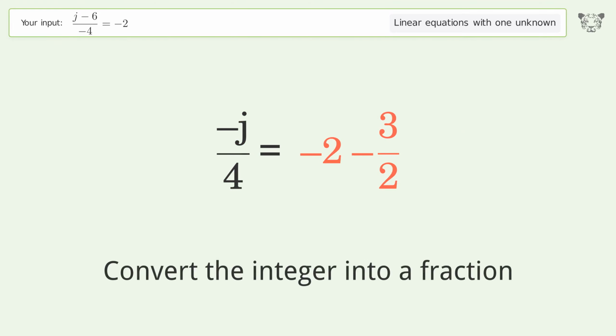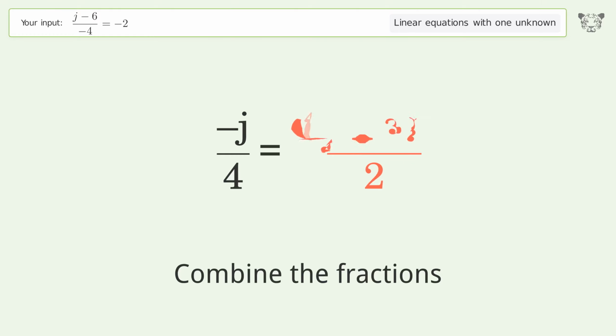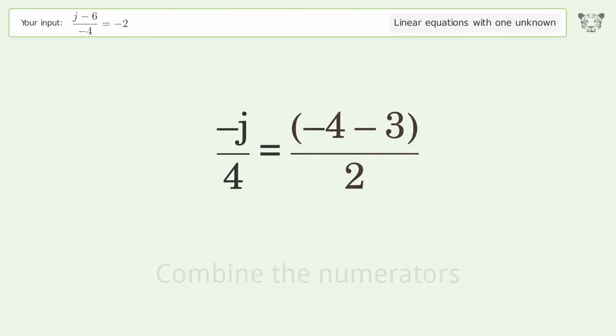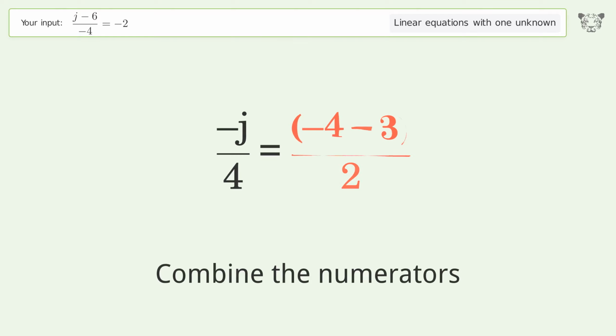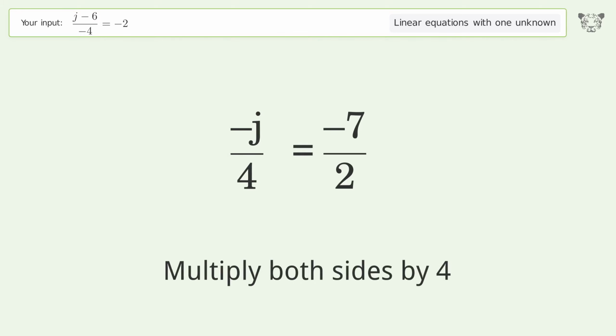Convert the integer into a fraction. Combine the fractions. Combine the numerators. Isolate the j. Multiply both sides by 4.